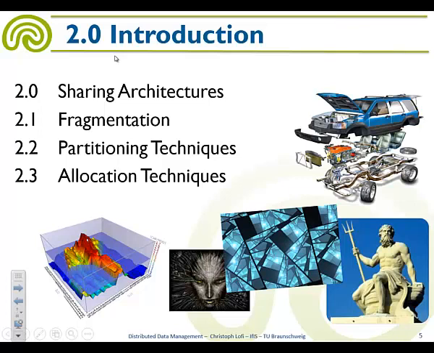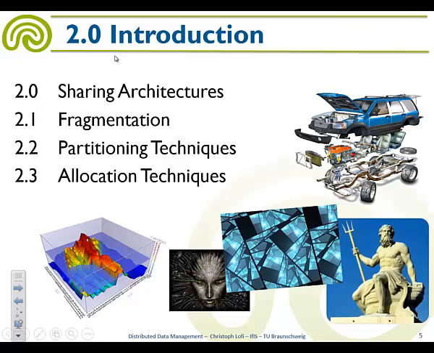Fragmentation is basically logically taking your data. So basically you take your data model and you cut it into little pieces with certain constraints and certain requirements. And after you have these pieces, the next question is, okay, what do you do with these pieces? Where do you put them? These are the problems of partitioning and allocation.